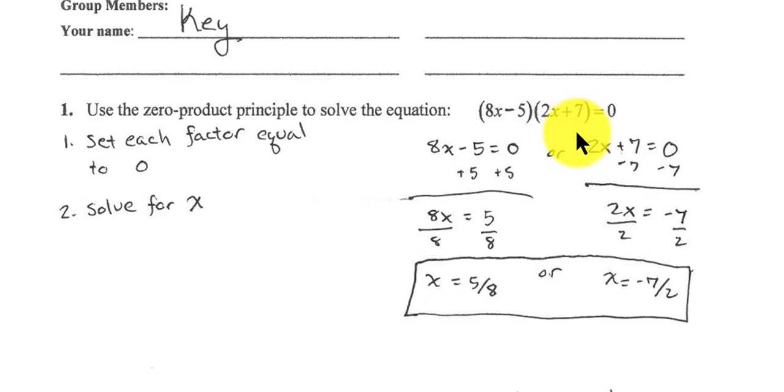Now we look at the second factor, and you're trying to figure out what value of x here would make this entire thing 0. So we solve 2x plus 7 equals 0. Subtract 7, divide by 2, and you end up with negative 7 over 2. So if I were to replace this x with negative 7 over 2, the result would be 0. Right? So again, what are we trying to do here? We're trying to determine the values of x that will result in 0. So there's two different values of x that would result in 0. 5 over 8 would result in 0, and negative 7 over 2 would result in 0.